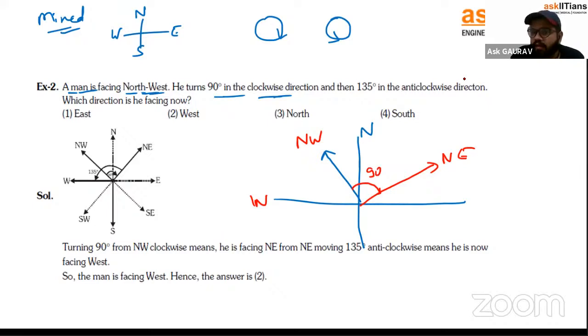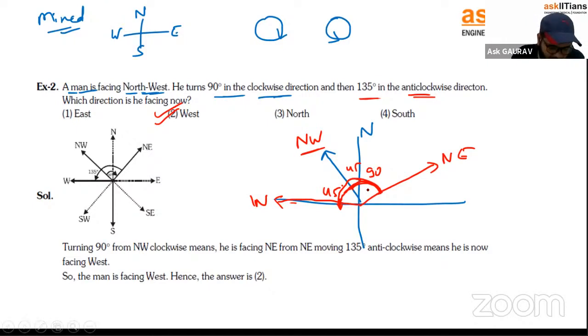Then 135 in the anti-clockwise direction. Then he will move backward 135, right? In the anti-clockwise direction. So he will move like this. Till he moved 90, he will reach northwest. Then what more? 45 more. So this will be 45. This is also a 45, right? So 90 plus 45 is what? 135. So he will reach west. So the answer will be west. In which direction is he facing now? He will now face west.